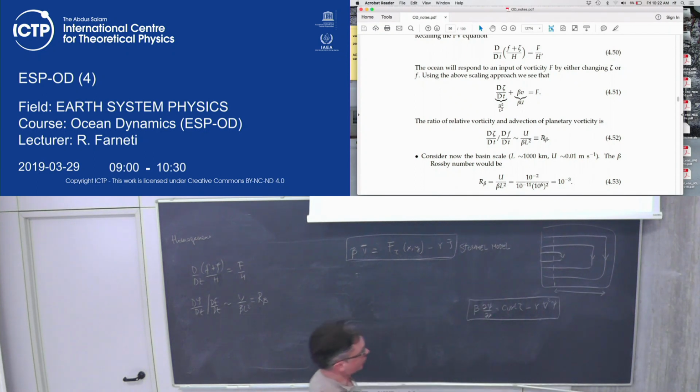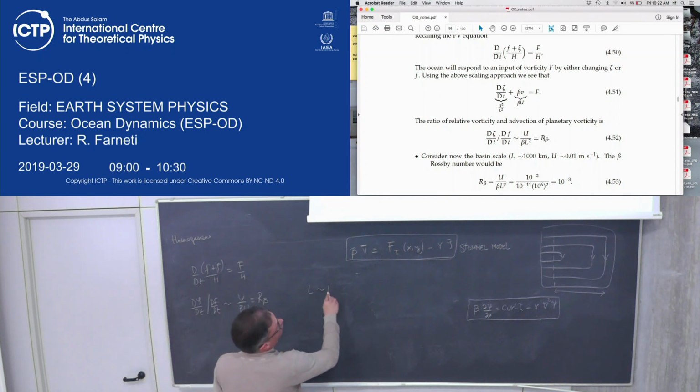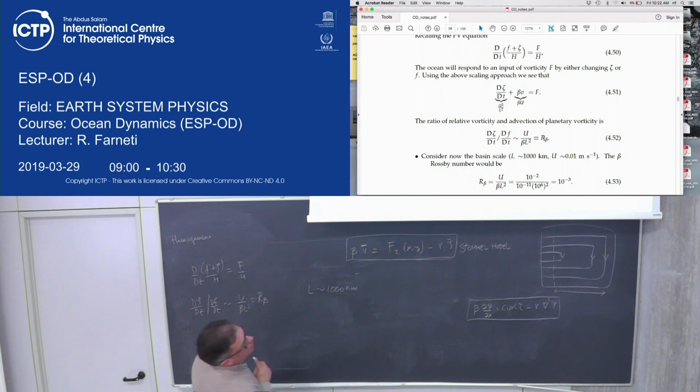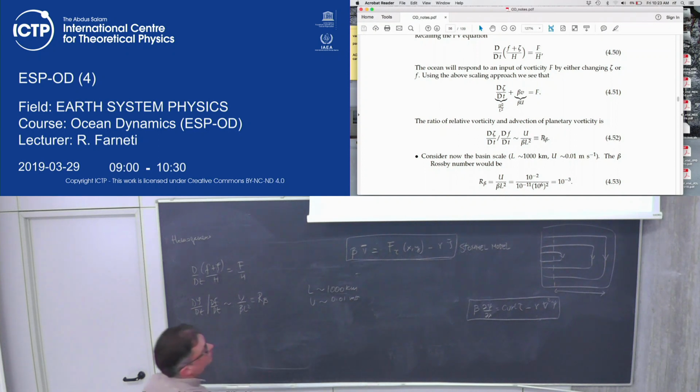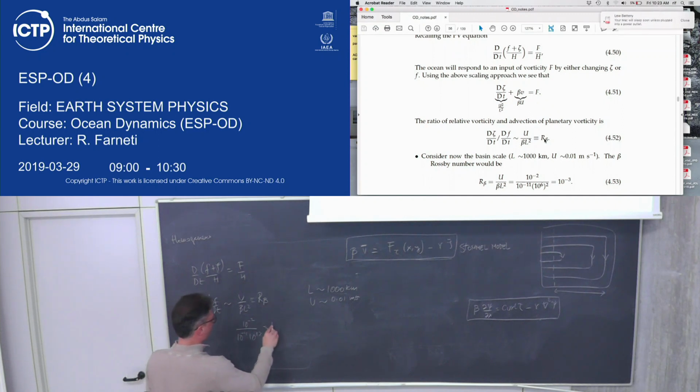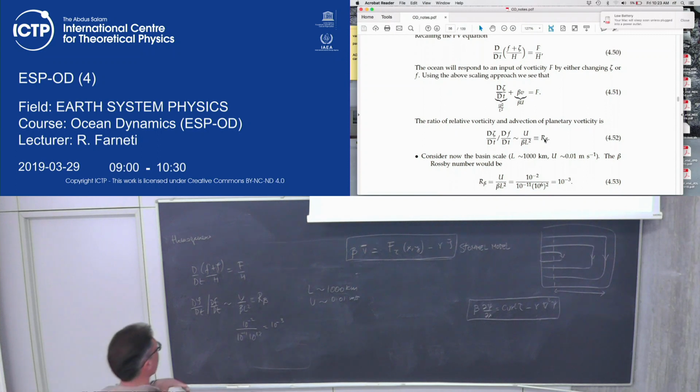So let's look at the Bayesian scale, the interior. Okay. We have scales that are roughly 1,000 kilometers, and then velocities which are very, very small, 0.01 meter per second. Then what is the beta Rossby number? This is 10 to the minus 2. Beta, remember, was 10 to the minus 11. L is 10 to the 6, but it's L squared, so this is 10 to the 12. So this is 10 to the 1, 10 to the minus 3. So the beta Rossby number is much smaller than 1 in the interior.